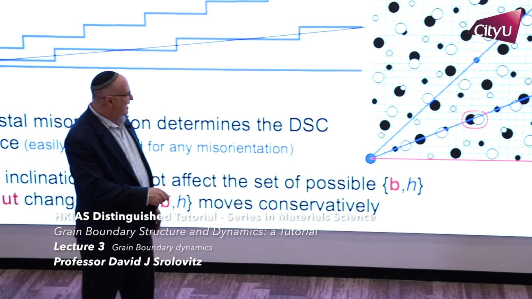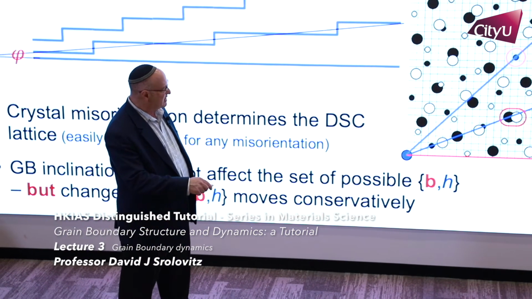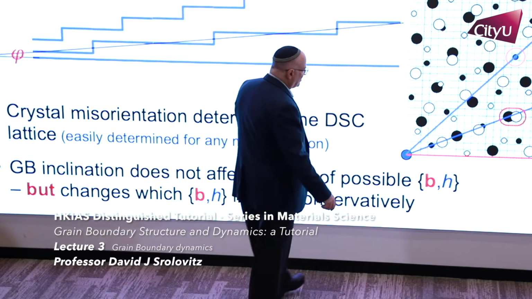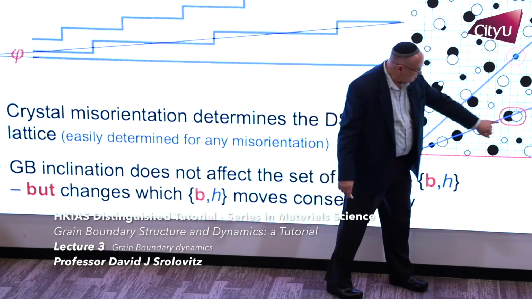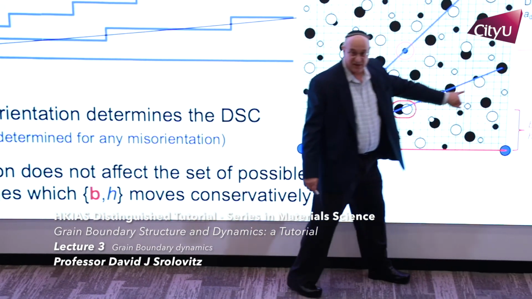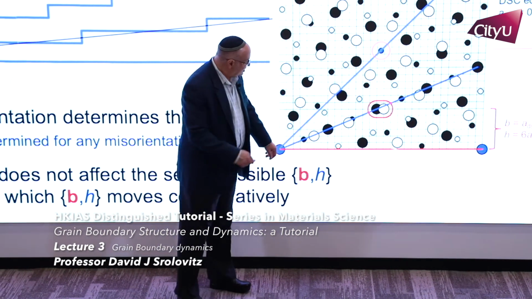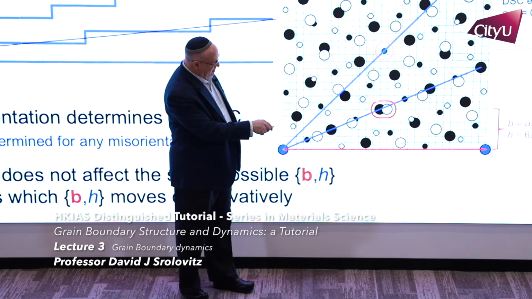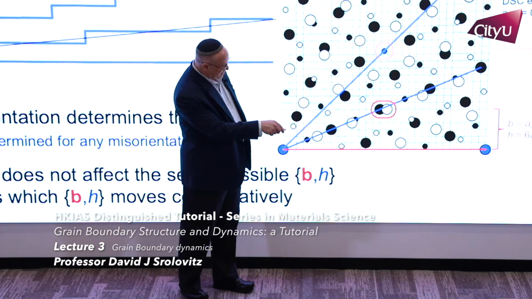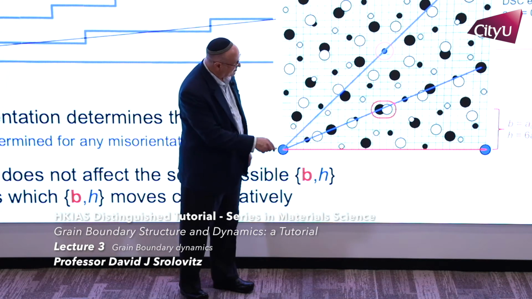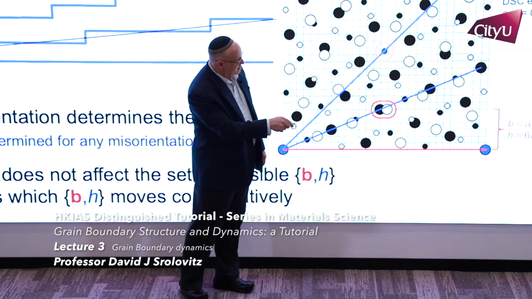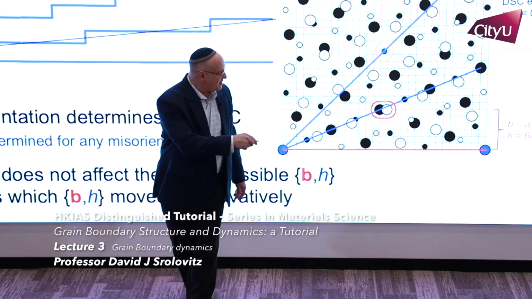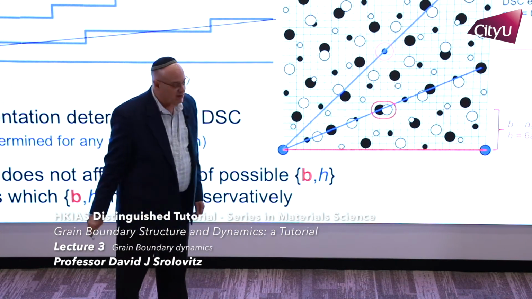And if I know that, I can look to see which disconnections can glide along this boundary. Well, it'll be the ones that correspond to a translation vector like that. So it turns out for this one, the Burgers vector and the step height, if this is a DSC, those are the ones that are going to be important. And if I do this inclination, these are the ones that overlap, and they look like that.